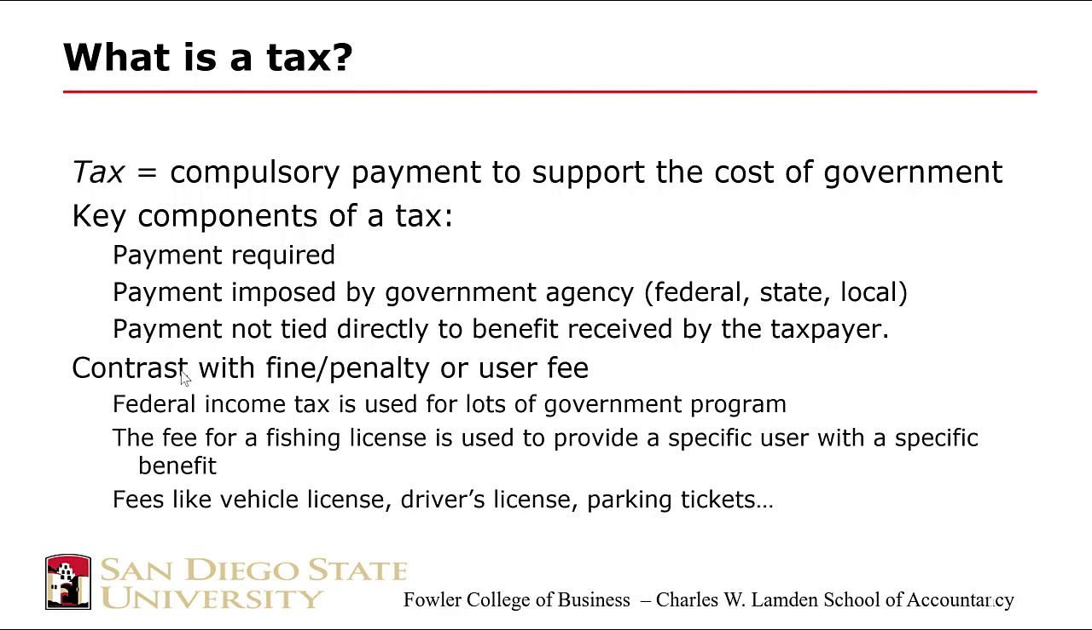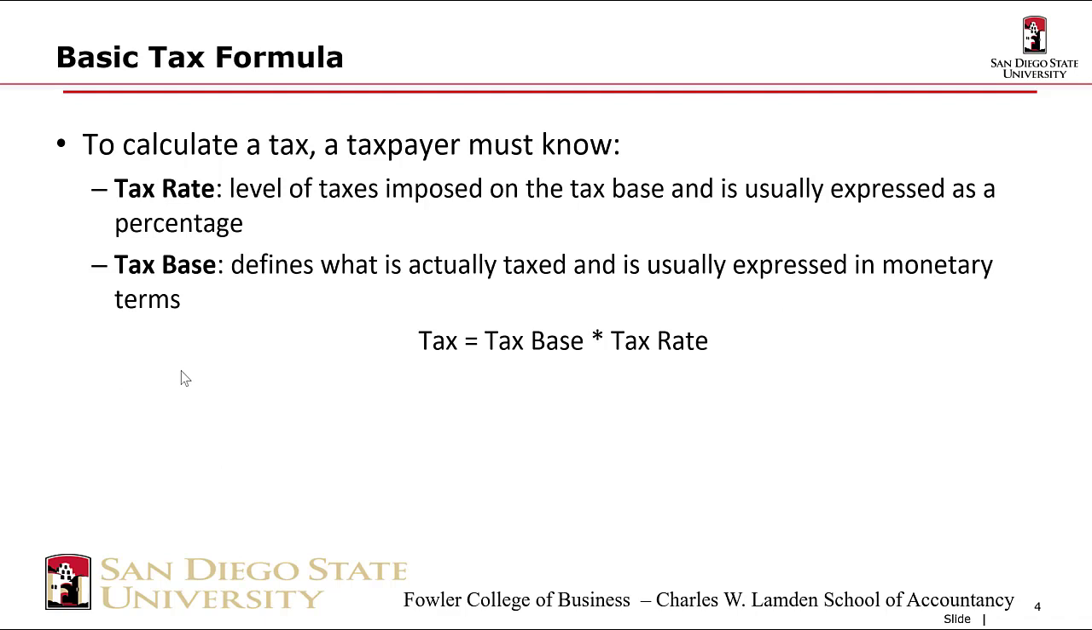You can contrast that with a fine or a penalty or maybe even a user fee. So the federal income tax is used for lots and lots of government programs, whereas when you purchase a fishing license, right? So you need a license to fish in the state of California. That gives you a specific use, right? There's a specific benefit. That benefit is the ability to fish legally. Same with like a vehicle license or your driver's license. Parking tickets, those are fees, right? Those are not the same as a tax. They are charged by our government, but they're not the same as a tax.